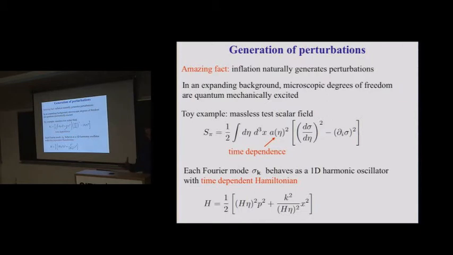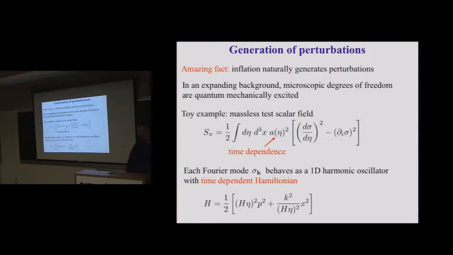Okay. Now, what's really amazing about inflation is that if we assume that there is some source of negative pressure and close to exponential expansion in the early universe, that can naturally explain the existence of perturbations to start the evolution of the universe and their statistics. So it's a physical prediction of general relativity plus quantum mechanics that in an inflationary background, microscopic degrees of freedom get quantum mechanically excited.